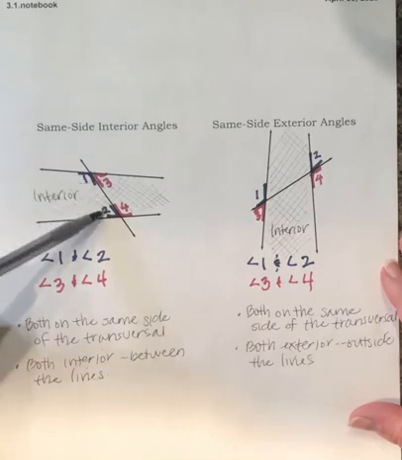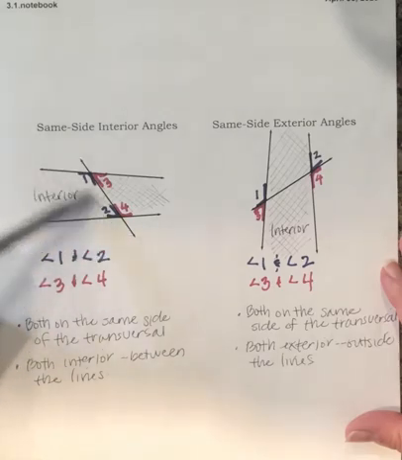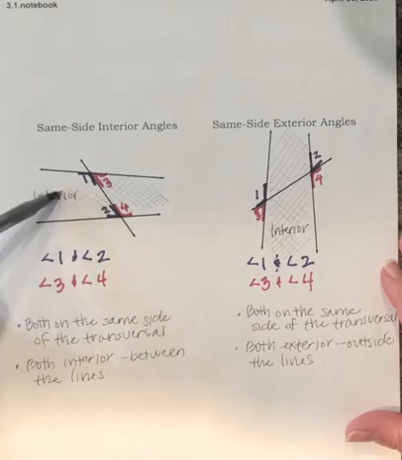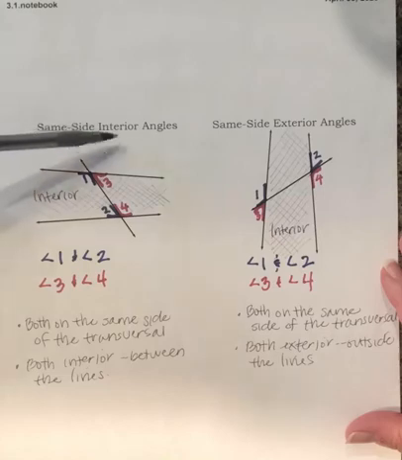So if I look at angle 1 and 2, they're both on the left side of the transversal, same side of the transversal, and they're both between the lines. So since they're on the same side of the transversal and between the lines, that's how I get the name same side interior. Again, the name comes from position on the transversal and whether or not they're between the lines or outside the lines. Same side exterior.